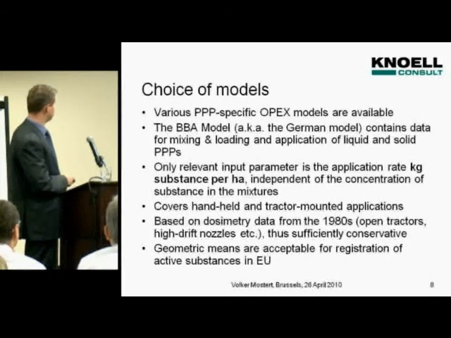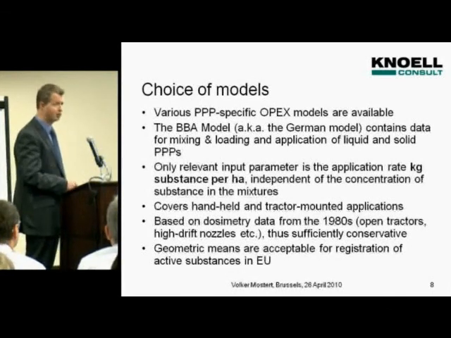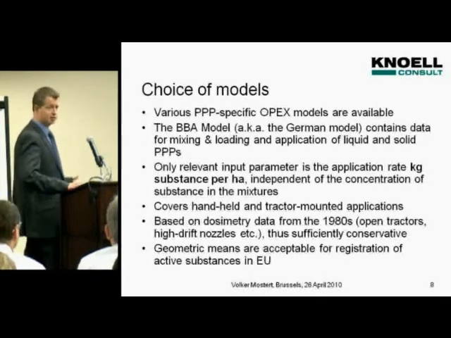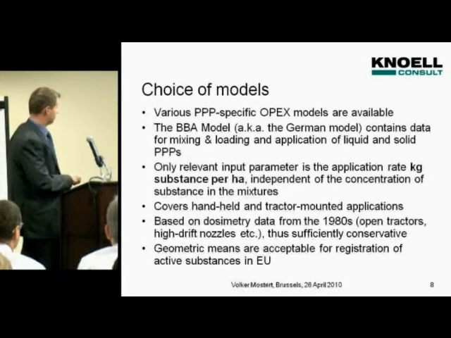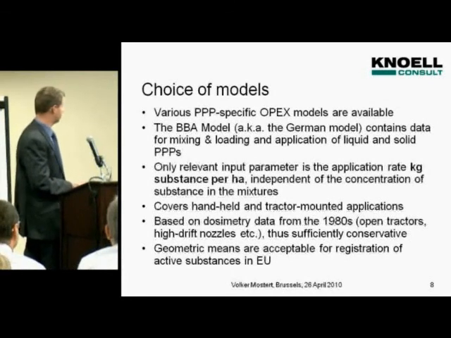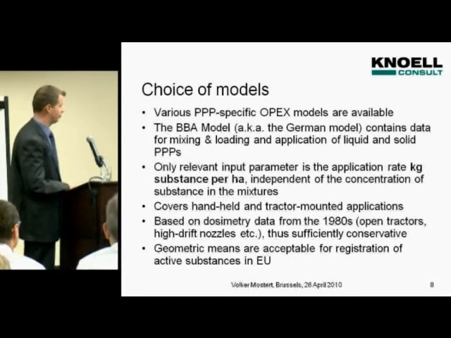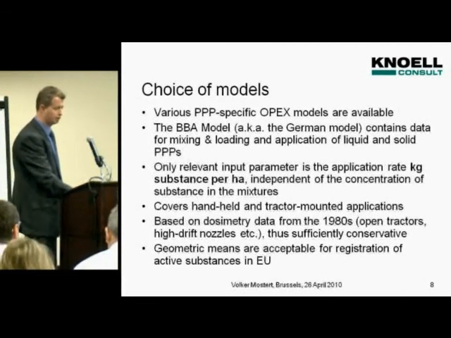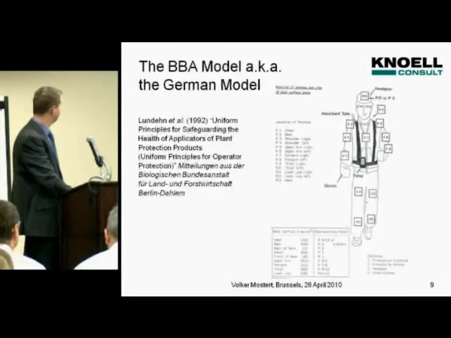It's based on dosimetry data from the 1980s, which featured open tractors and high drift nozzles, things that we would think are outdated now, and that also lead to pretty high-end exposure estimates. Thus, it's inherently and sufficiently conservative, and it has been used, as I said, for more than a decade in authorization of plant protection products. The geometric means are acceptable for registration of active substances in the EU. So we thought that would be a good thing to use for co-formulants as well.